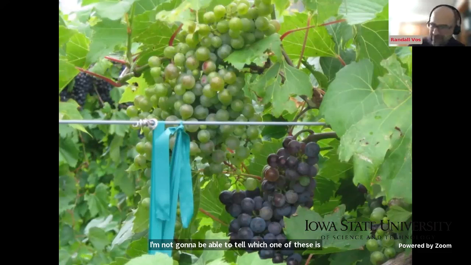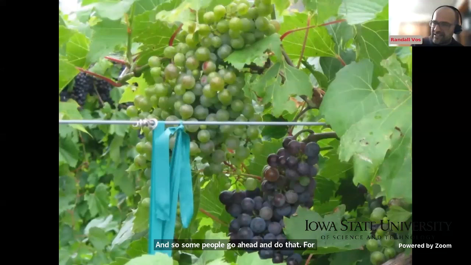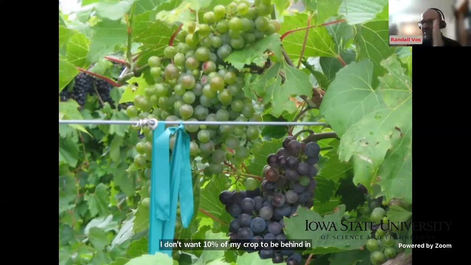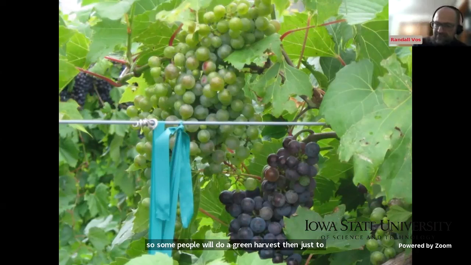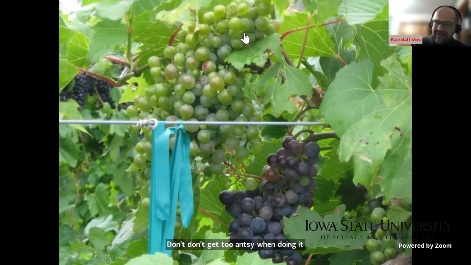And so some people will go ahead and do that. For home gardening, probably not necessary, since you're probably not picking them all at once. But say you're making wine out of them, I don't want 10% of my crop to be behind in ripening. So some people will do a green harvest then just to narrow that ripening window up. But again, it may or may not be necessary. Don't get too antsy when doing it, because never do they all turn color at the same time.